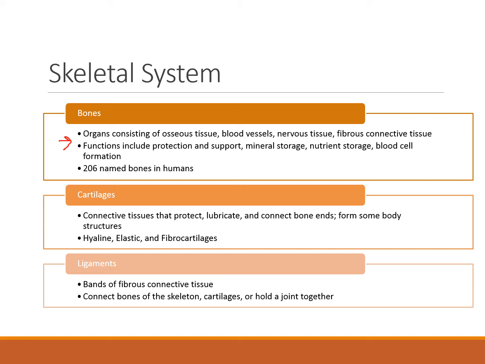In addition to the cartilages, there are also ligaments. Ligaments are bands of fibrous connective tissue. They connect bones of the skeleton, the cartilages, or they sometimes hold our joints together. So bones, cartilages, and ligaments all together form the skeletal system.